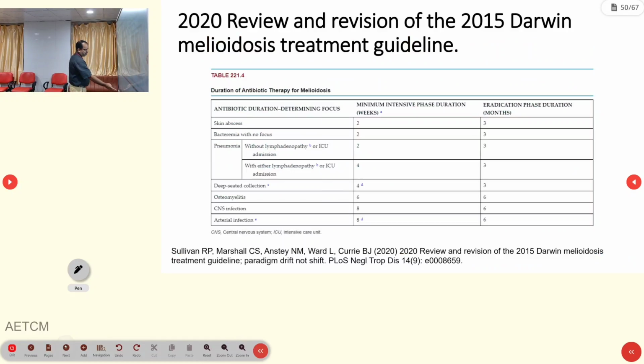This is the new Darwin study guideline: if you have minor infections like skin abscess, bacteremia only with no secondary focus, or pneumonia without lymphadenopathy, it is 2 weeks of intensive followed by 3 months of continuation. But if you have really bad infections like osteomyelitis, arterial infection such as mycotic aneurysm, or CNS infection, it is 8 weeks of intensive therapy and 6 months of continuation, which is only cotrimoxazole. That is the best part, provided the patient doesn't have renal failure. If the patient has renal failure, then you have a problem.